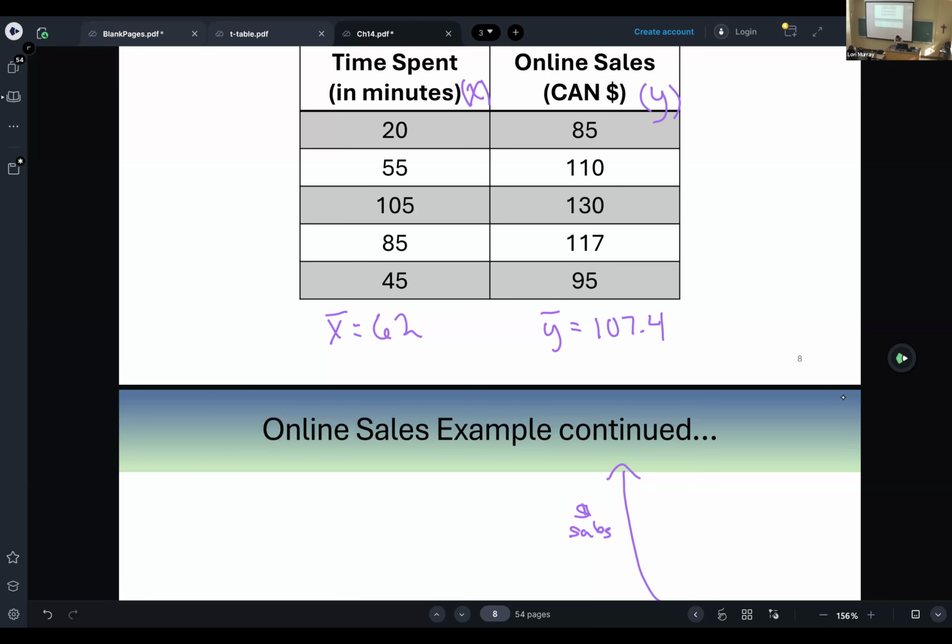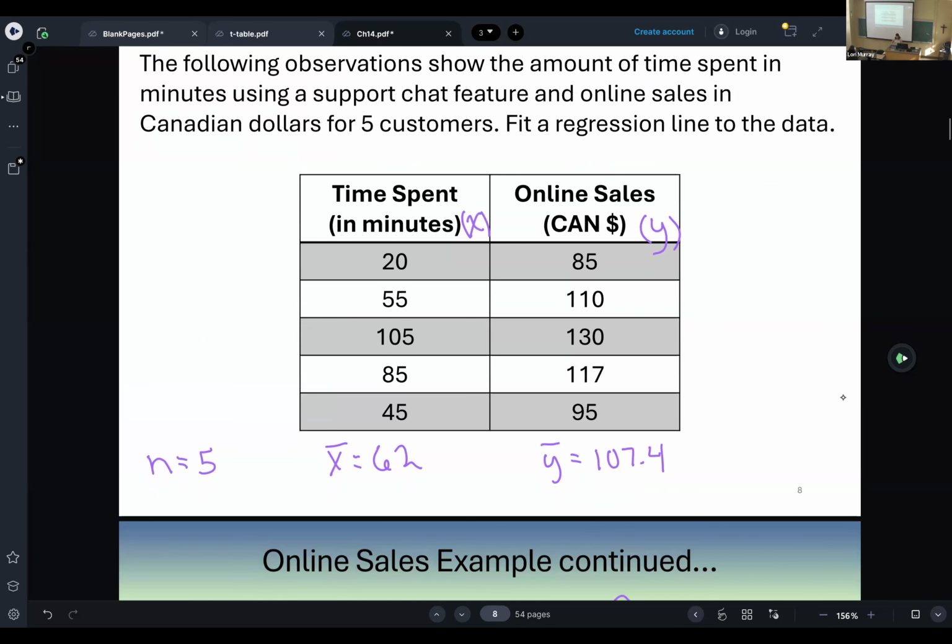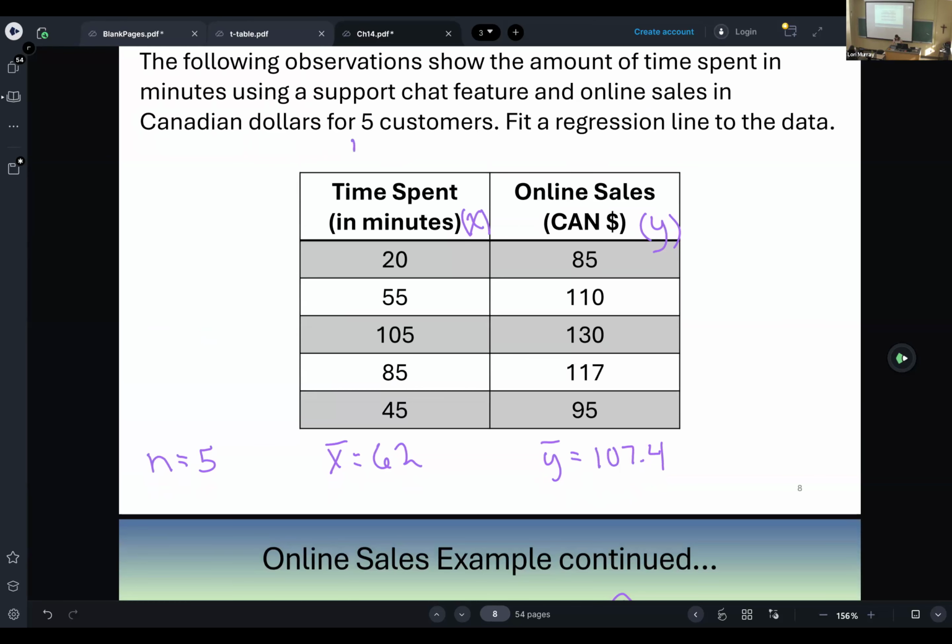62. And what's our N? N is the number of pairs, or the number of customers in this case. 5, right? That's what you divided by. You took the sum of all those and then you divided by 5. For 5 customers, there's our N right there.